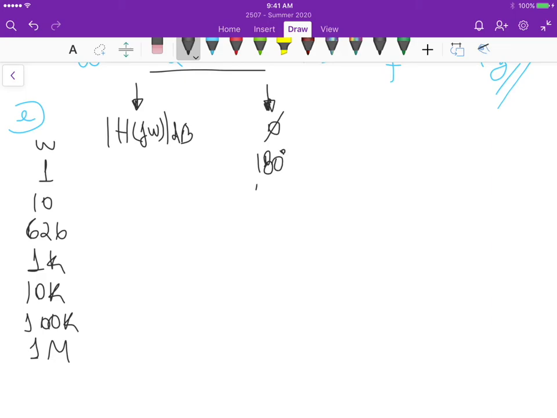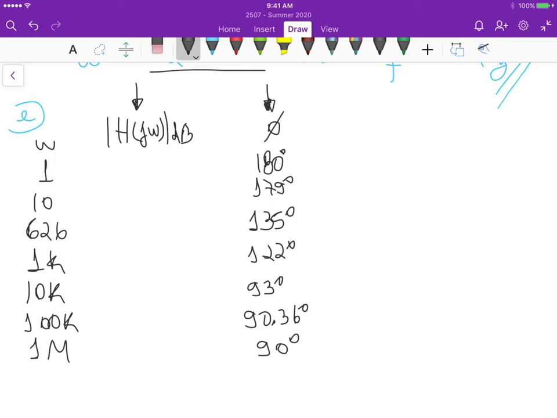Then it starts reducing to 179, and then for 626 it goes to 135. For 1K it goes to 122, for 10K it's 93 degrees, and for 100K it's 90.36 degrees, and 1 mega ohm is roughly 90 degrees. Okay.